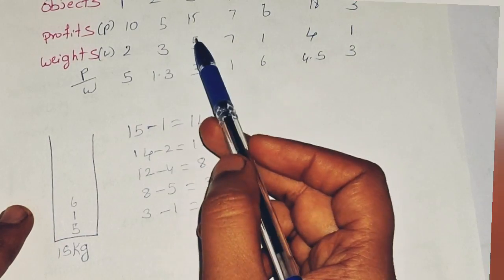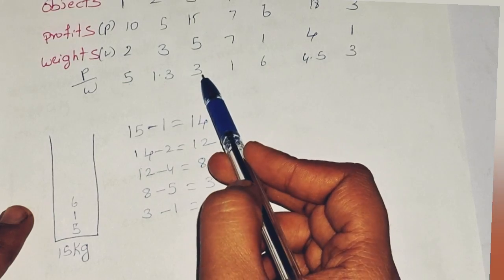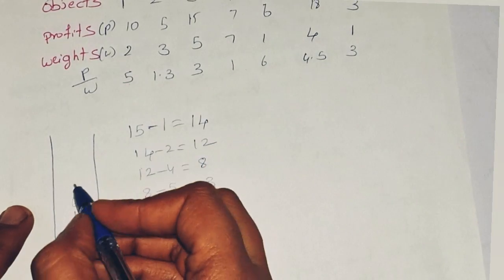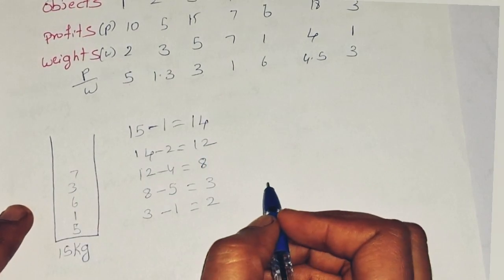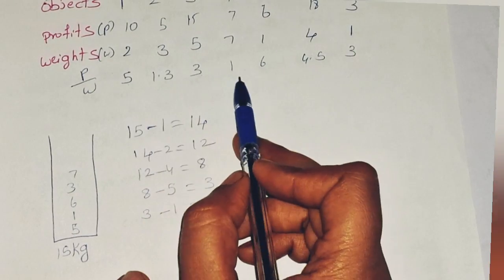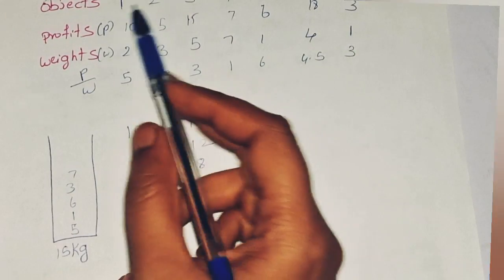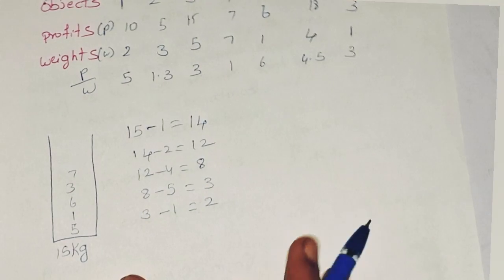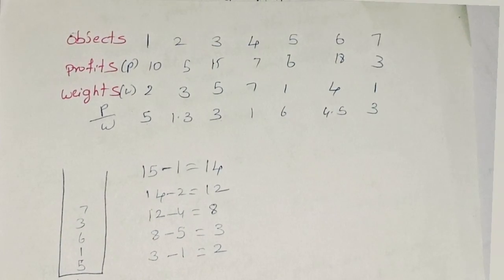Objects 3 and 7. So the remaining are 1 and 1.3. These are the two things remaining here, objects 2 and 4. Okay, so now we will check this.